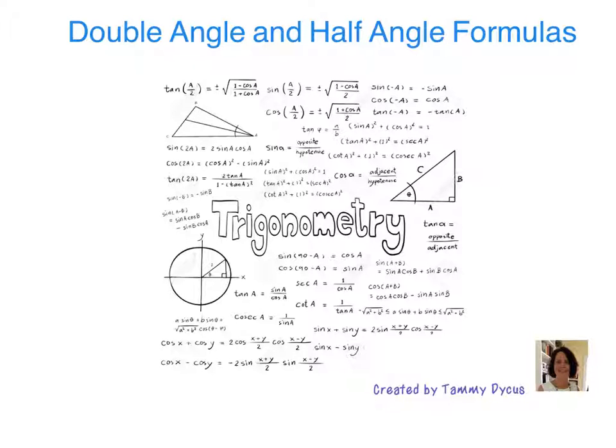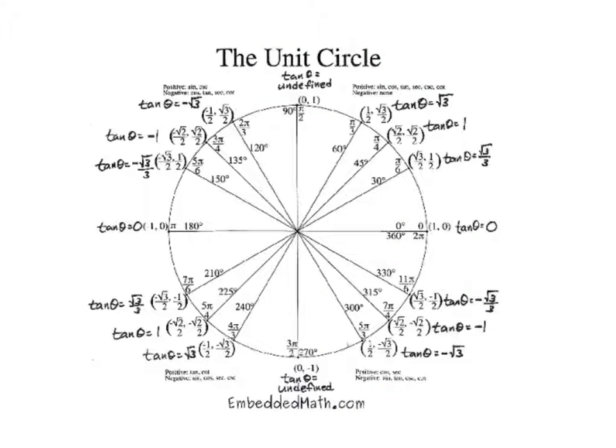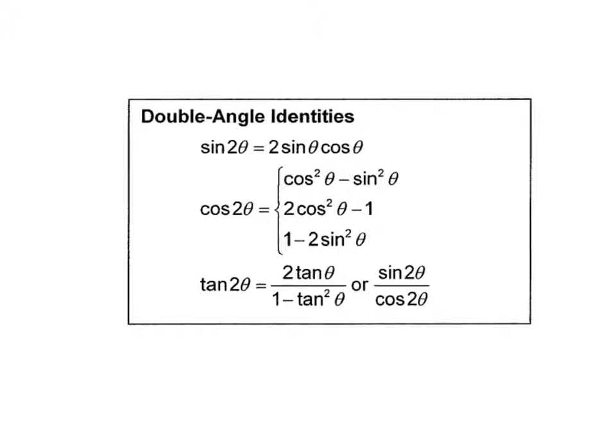Double angle and half angle formulas. For this lesson, one of the things that we'll be using is the unit circle. So you need to have a unit circle in front of you. And also, for the first part of the lesson, the double angle identities are here in this box.